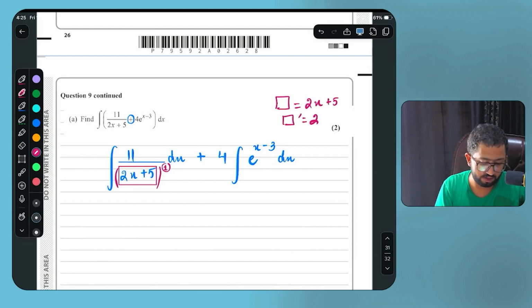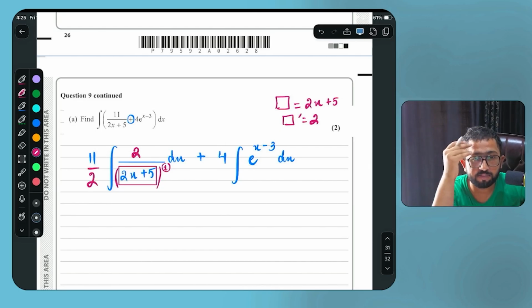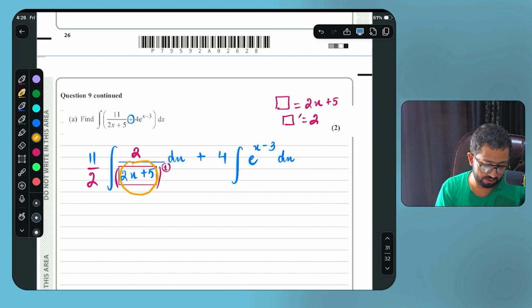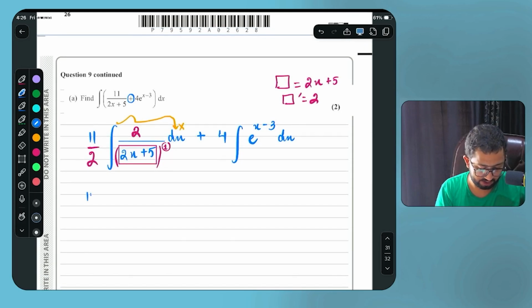2, which is not present in the numerator, but you can make it easily. You know that I can multiply the numerator by 2 and divide by 2 outside the integration. Perfect. Now you can see the derivative of the box is present in the numerator. So these things can disappear. So 11 over 2 ln of 2x plus 5.